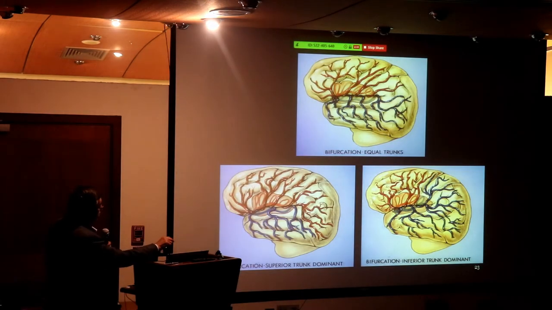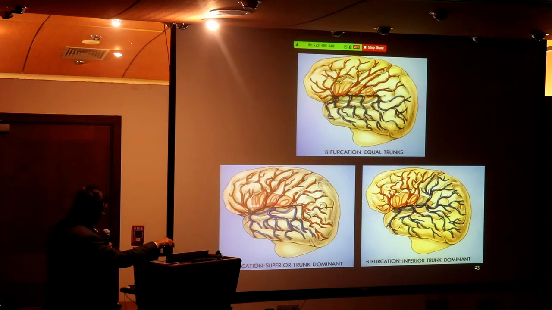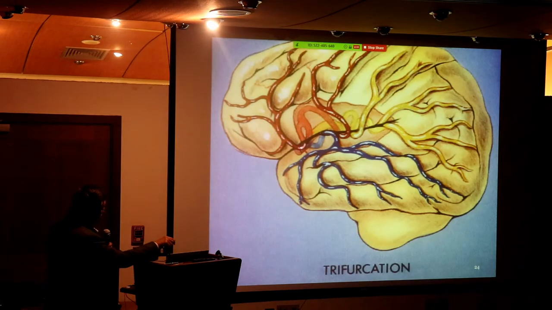The middle cerebral artery supplies a certain area of the cortex, but here is a bifurcation, and the frontal branch and the temporal branches are equal, so it's called bifurcation with equal trunks. Here, the frontal branches, the upper branches, are superior, these are minor, these are major, or the opposite. Or you can get the trifurcation, 1, 2, and 3.